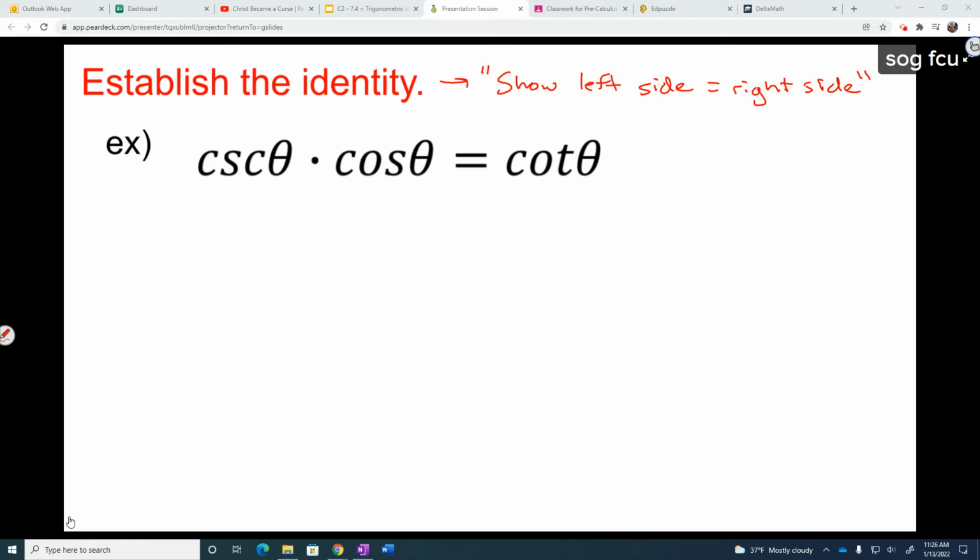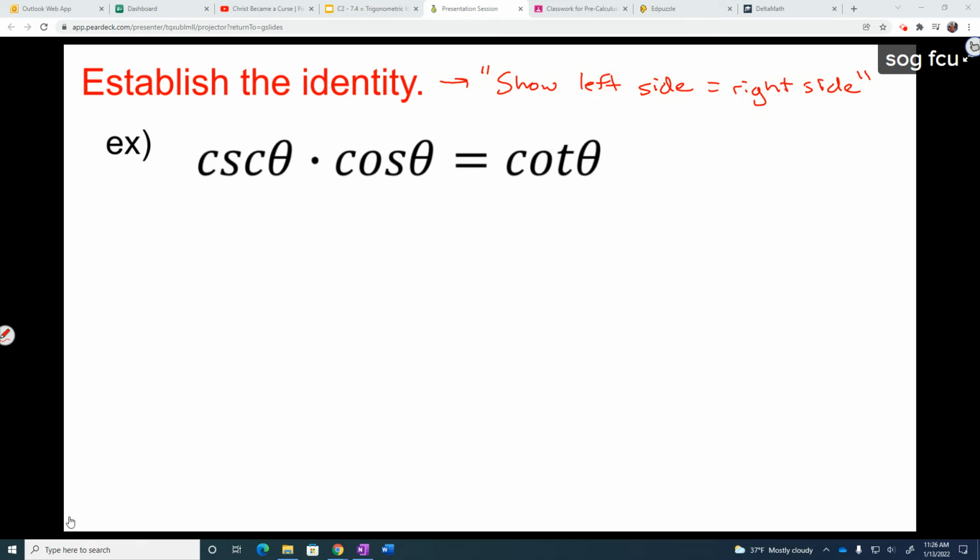How we're going to establish it. We're going to somehow replace things on this left side until it equals the right side. Okay? We want to make the left side equal to cotangent. If we can make this look the same as that, then we'll prove that they're equal. That's our goal.